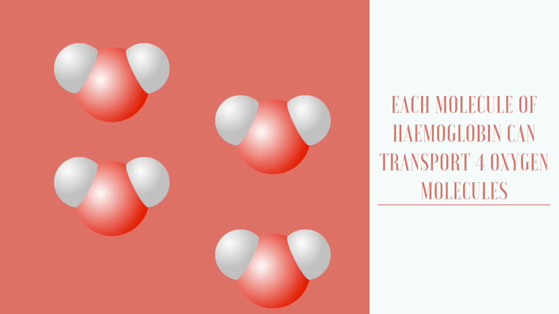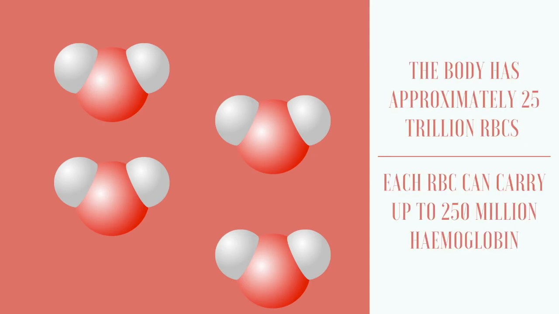Each molecule of hemoglobin can transport 4 oxygen molecules. And this isn't a little operation. This is a major operation that happens all day long. The body has about 25 trillion red blood cells, approximately. And each of them red blood cells can carry up to 250 million hemoglobin. Each, at a particular time if need be, can have the capacity to take on 4 oxygen molecules. A major operation to help us breathe.